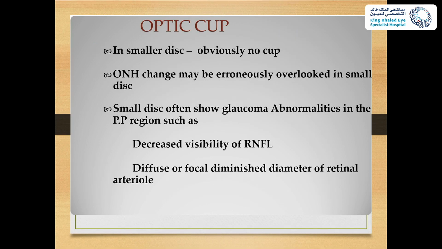Optic cup in a smaller disc, obviously there is almost no cup. Sometimes you see a very, very small cup, to the extent that there is no cup. And optic nerve head change may be erroneously overlooked in small discs. Small discs often show glaucoma abnormalities in the peripapillary region, such as decreased visibility of the retinal nerve fiber layer, and diffuse or focal diminished diameter of the retinal arteries.